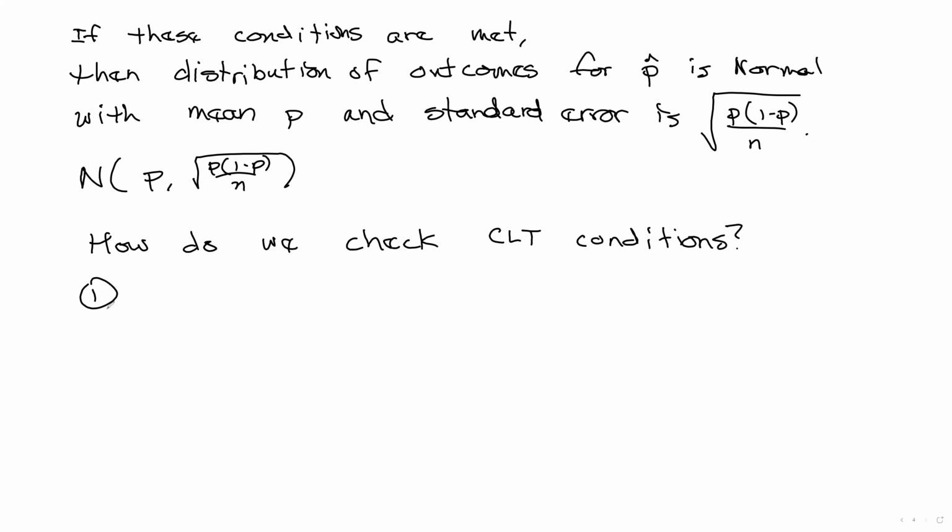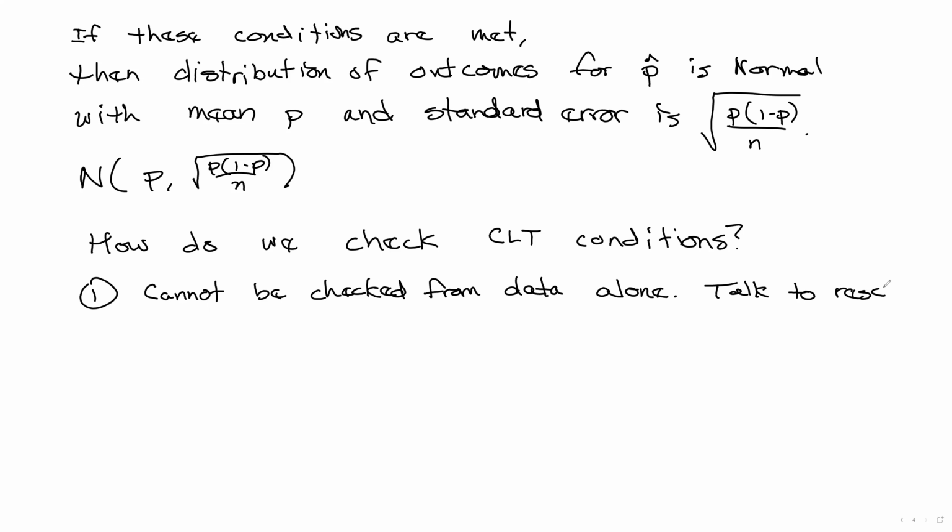All right, so there's no way to check this from data. This needs to be checked from the researcher, whoever's collecting the information. But it cannot be checked from data alone. You got to talk to the researcher. In general, the way that we're going to handle that is we're just always going to assume that there's no bias and that the information is purely random.